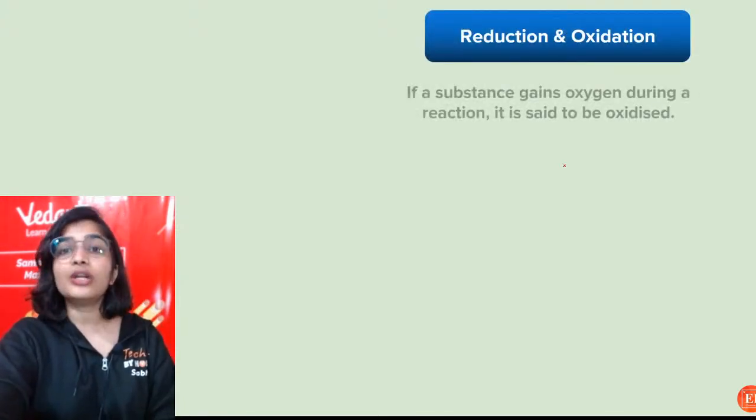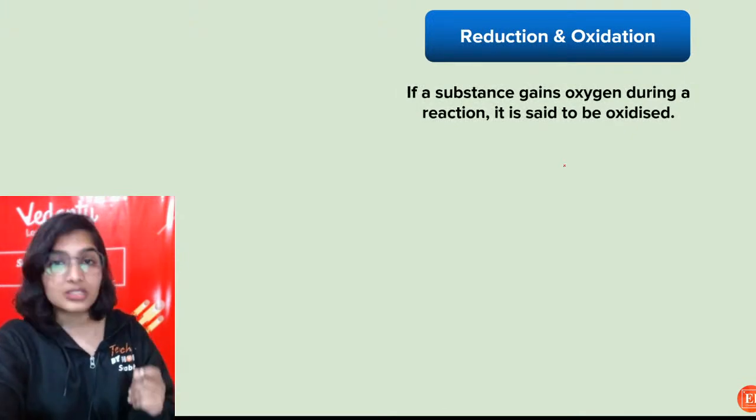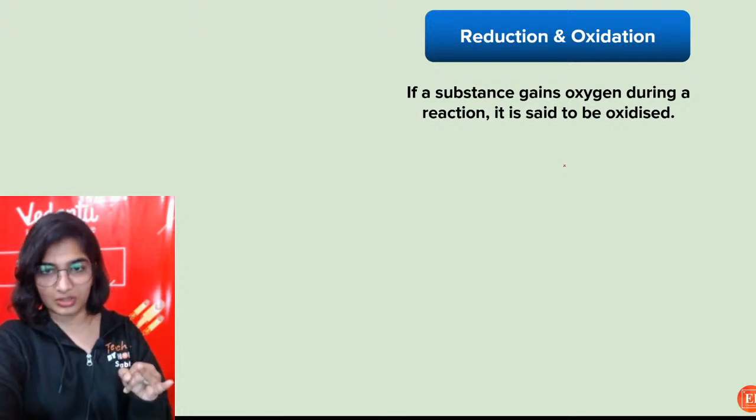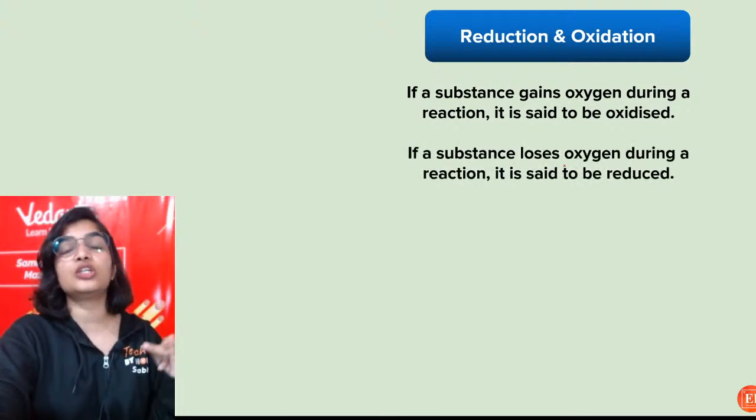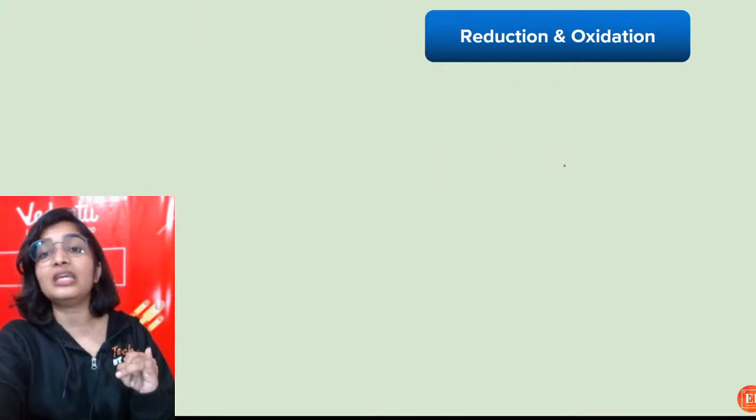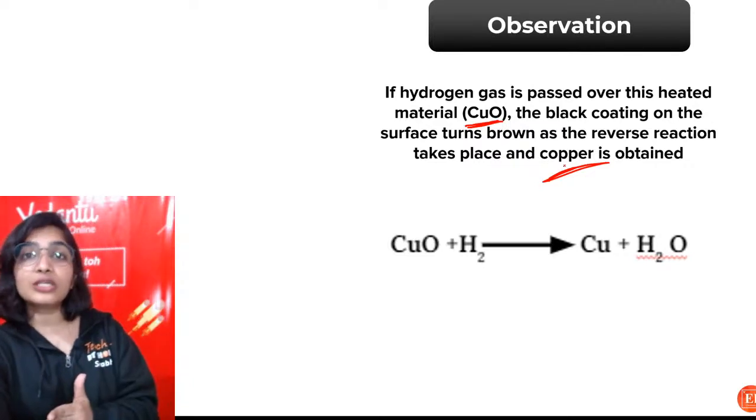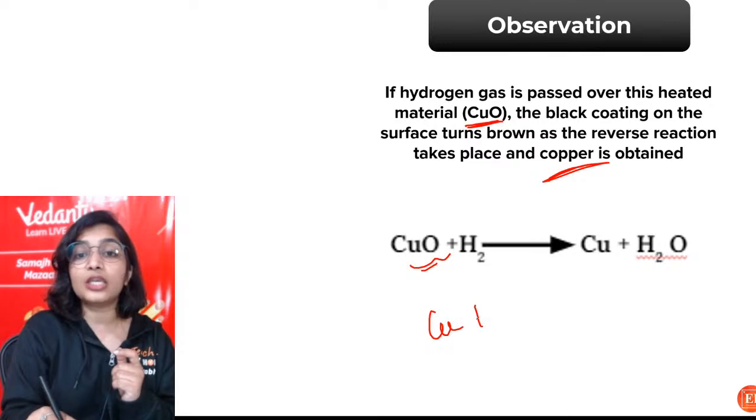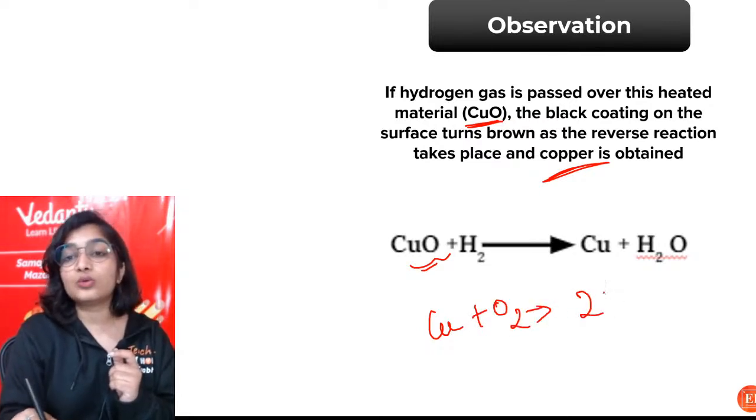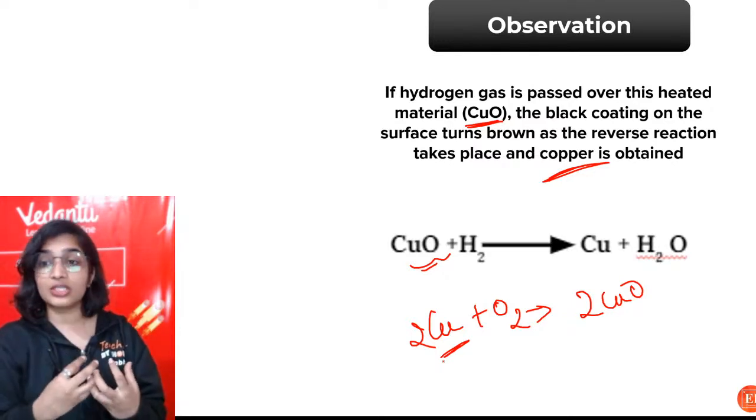Okay, so reduction and oxidation. If a substance gains oxygen during a reaction, it is said to be oxidized. If a substance loses oxygen during a reaction, it is said to be reduced. See, here CuO is losing oxygen, so CuO is getting reduced, whereas here Cu plus O2 gives you 2CuO. Here copper is gaining oxygen, so it is getting oxidized.